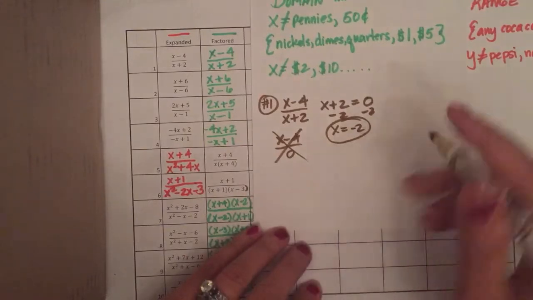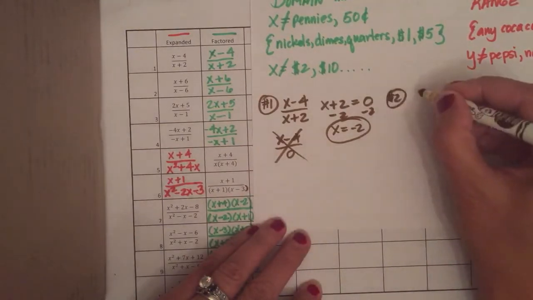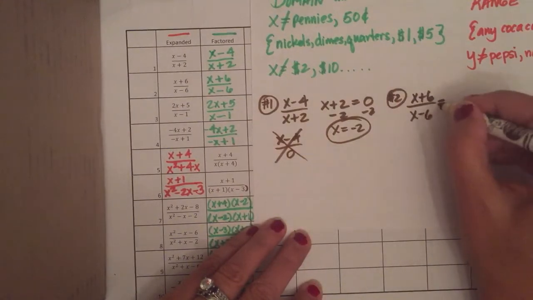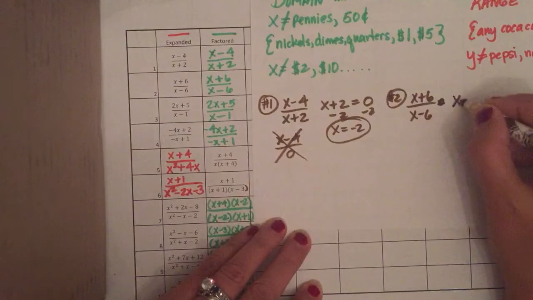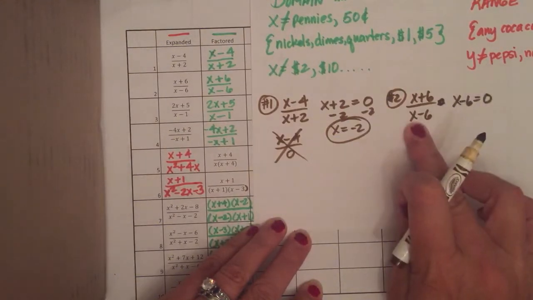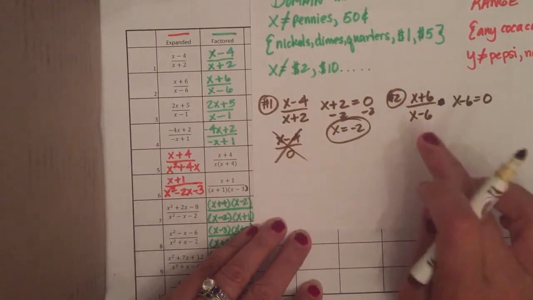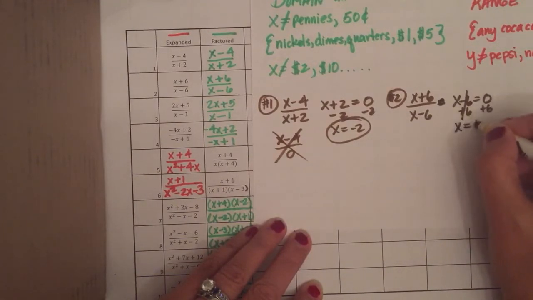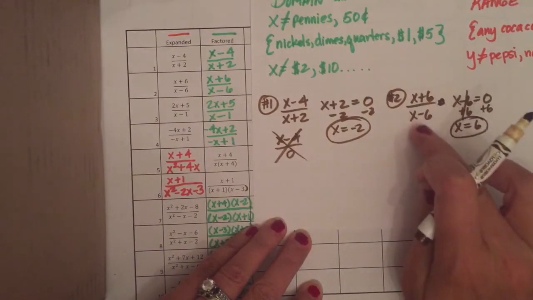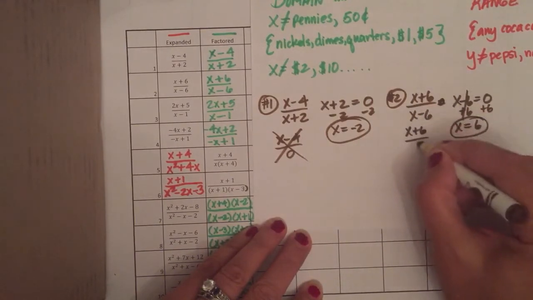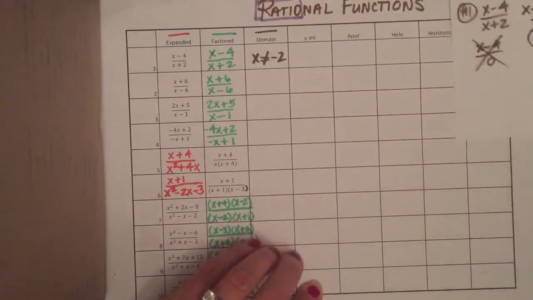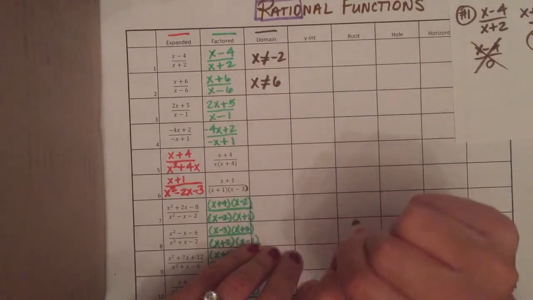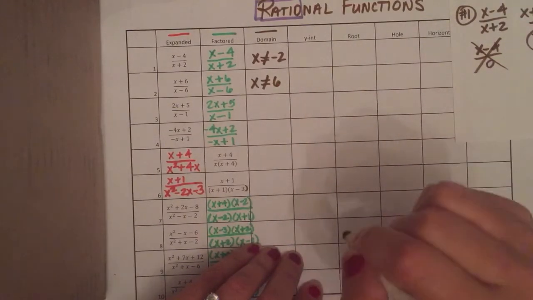Number 2, you have x plus 6 over x minus 6. Now once again, we don't want the denominator to be 0, so we have to find out what it is that would make x minus 6 equal to 0, and then that is our restriction. So if x is 6, that makes this 0. That would be x plus 6 over 0. No, we can't do that. So for number 2, x can be anything except 6. Kind of getting the hang of this now.